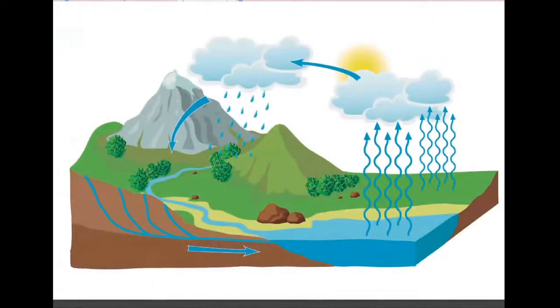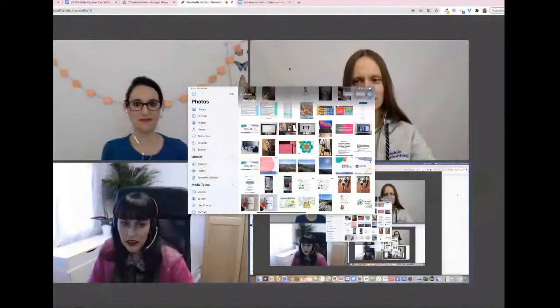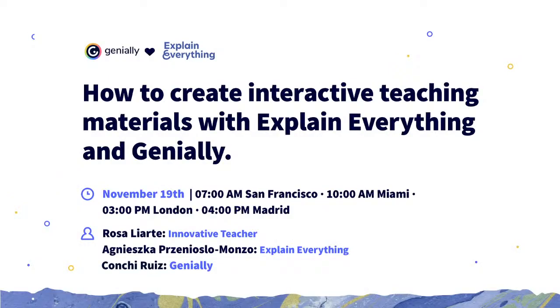The last part I show you: the first part we call evaporation. In the second part we have the condensation. Then we have the precipitation, and the last part is collection. Well, I hope that you like it, and it's so easy to use Explain Everything.